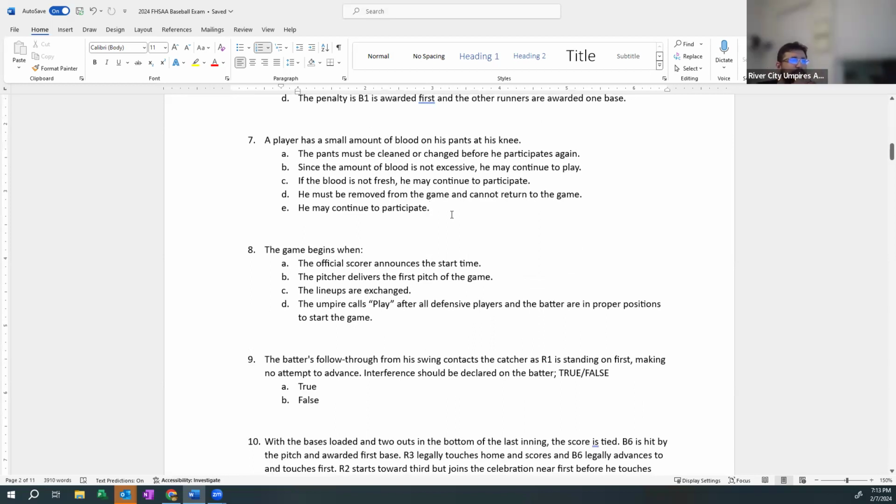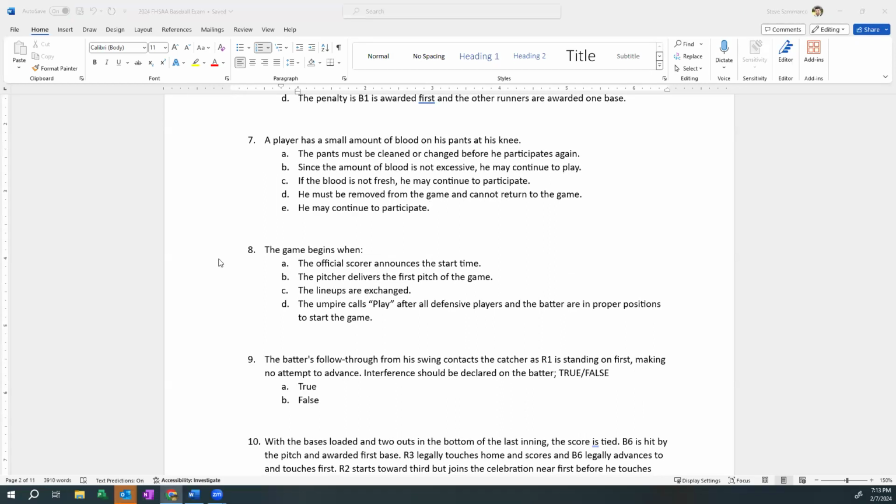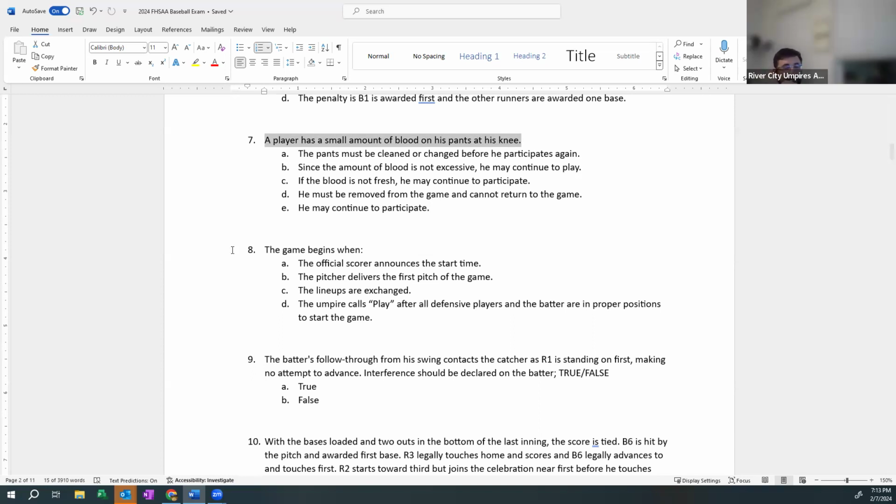Okay. A player has a small amount of blood on his pants at his knee. What would we do? Is it exposed? Oh, I gotta read the question. I'm sorry, I gotta pay attention. Amputate. Take to the hospital. 911. It's a stupid question. It's on the test, though. I know. This was on my test before they decided to redo all the questions. It's still on the test. I think it was on mine, too. The technical answer is going to be A. I believe that is what they're going to want. Correct. They want A. Okay.